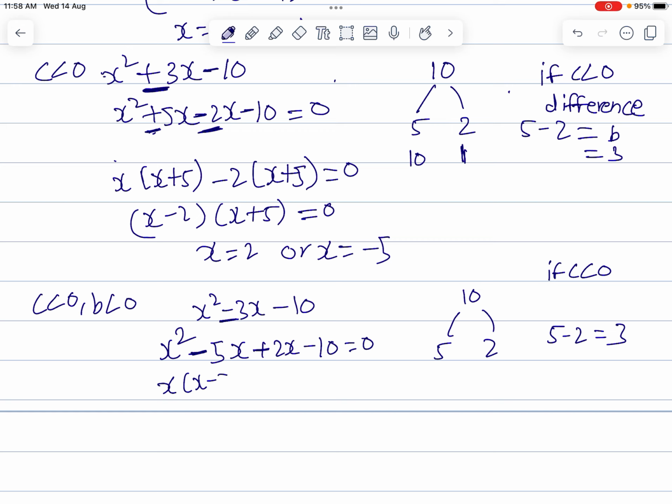x into x minus 5 plus 2 into x minus 5 equal to 0 implies x equal to 5 or x equal to minus 2 is the solution.